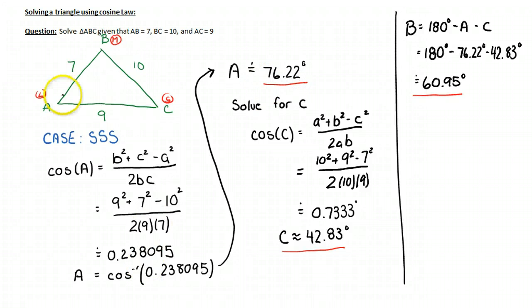And let's do my check. A, this is the largest, good. This is the smallest, excellent. And this is the middle, spectacular. And so I can be pretty confident that my answer is right.